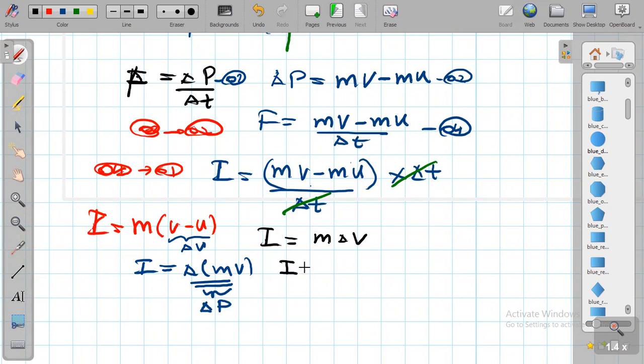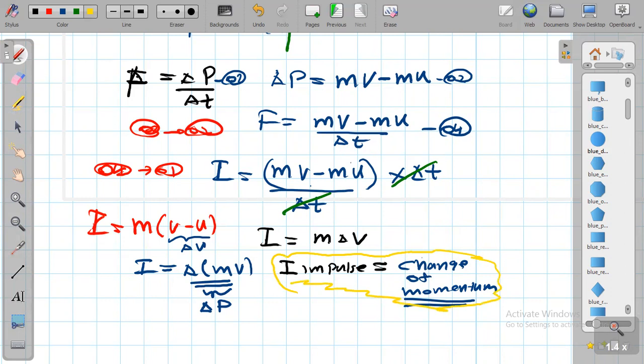So finally, I can finalize that impulse is nothing other than change of momentum. So my Trojan horse is none other than change of momentum. What is impulse? This is the Trojan horse. Okay, understand?